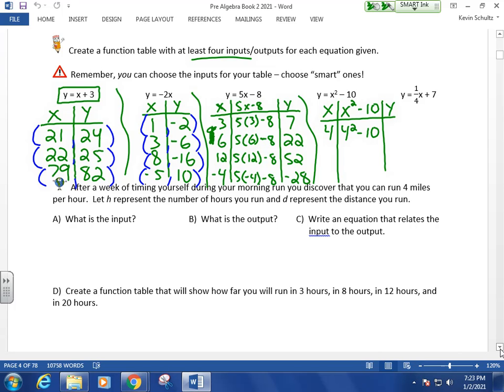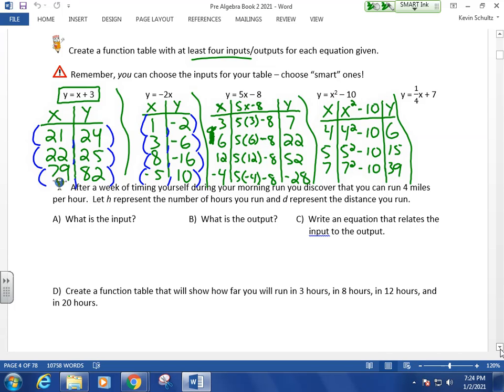4 squared minus 10. 4 squared is 16. 16 minus 10 is 6. There we got that. If x is 5, 5 squared minus 10. 5 squared is 25. Minus 10 is 15. 7 squared minus 10. 7 times 7 is 49. Minus 10, 39. Okay. Again, that's input, output. When x is 4, y is 6. When x is 5, y is 15, and so on.